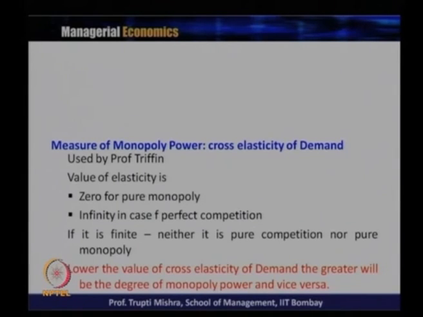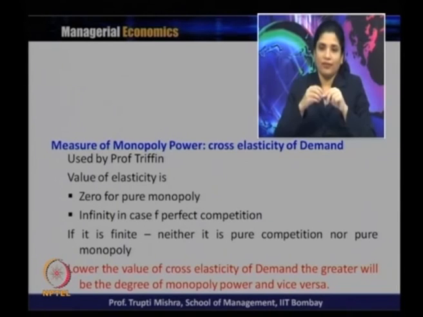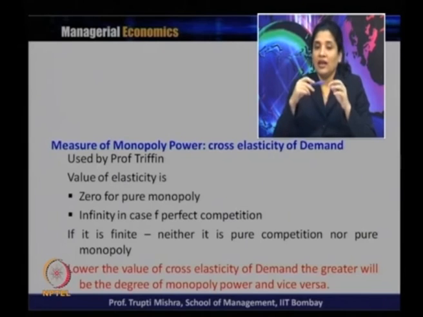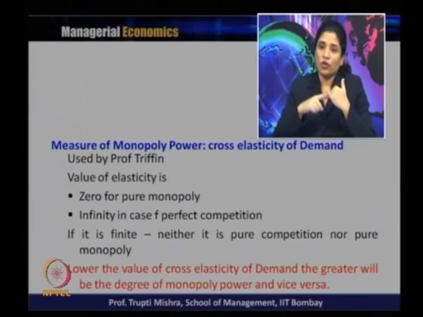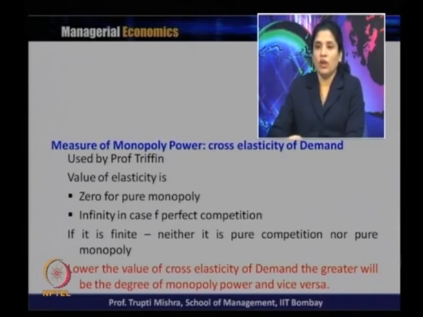The second measure of monopoly power is cross elasticity of demand. This is used by Professor Triffin, and here the value of elasticity is 0 for a pure monopoly and infinity in case of perfect competition. So, if it is 0 then it is pure monopoly, and if it is infinite it is a case of perfect competition. Here cross elasticity of demand decides the measure of monopoly power.